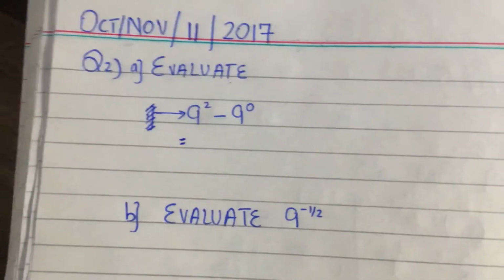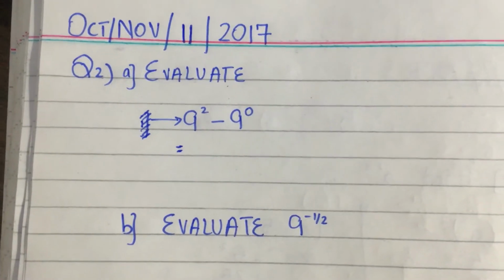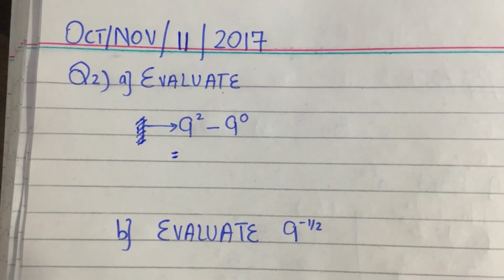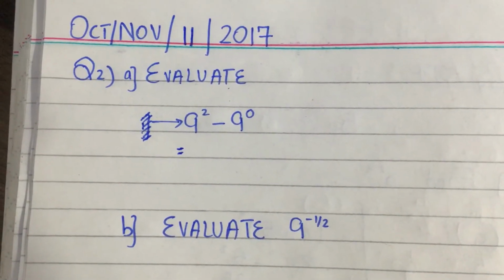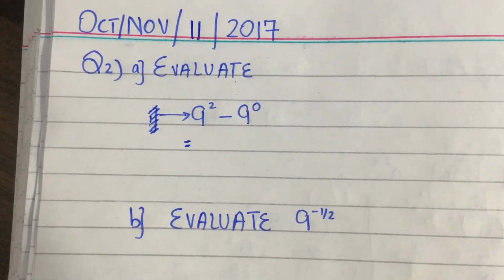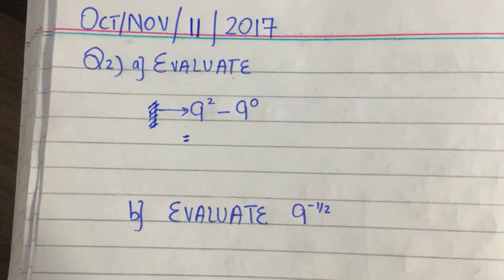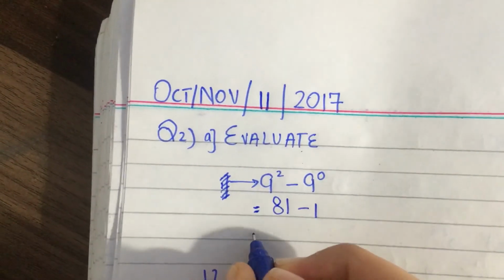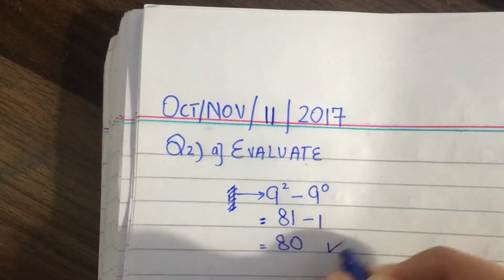This next question is from October-November of 2017, variant 1 of paper 1, question number 2. Part A says evaluate 9 squared minus 9 power 0. 9 power 0 is 1 and 9 squared is 81. So it's going to be 81 minus 1 and the answer will be 80.